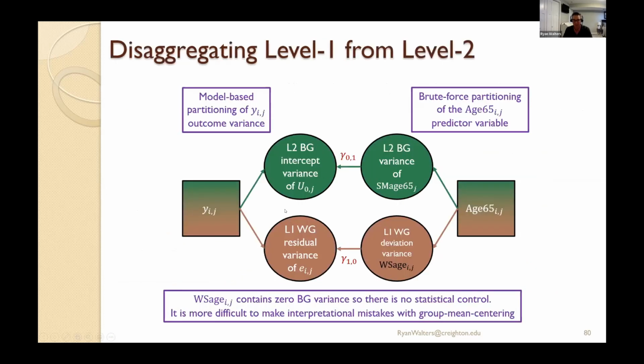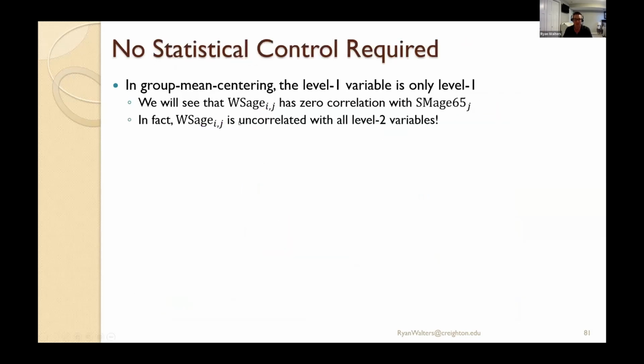So again, random intercept variance, residual variance. Previously, we had the level 2 effect statistically controlling for that level 1 effect. But now because we've brute force partitioned age 65 into a level 1 and a level 2 effect, we get separate effects that only represent their respective levels. So there is no statistical control required. We're going to see that within state age has a 0 correlation with state mean age. And we're also going to see that within state age has a 0 correlation with all of the other level 2 variables we include in the model.